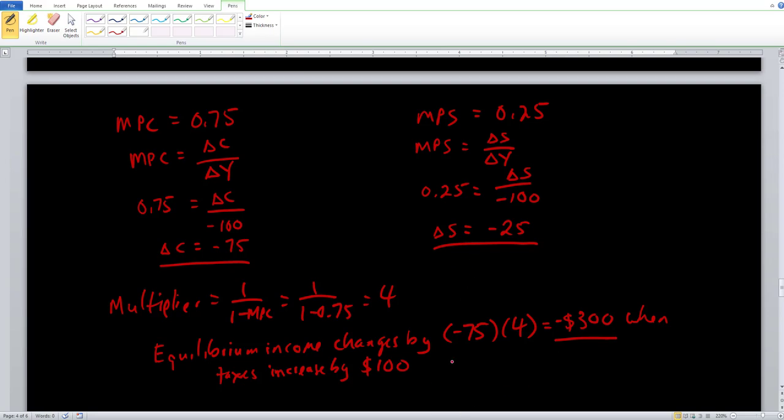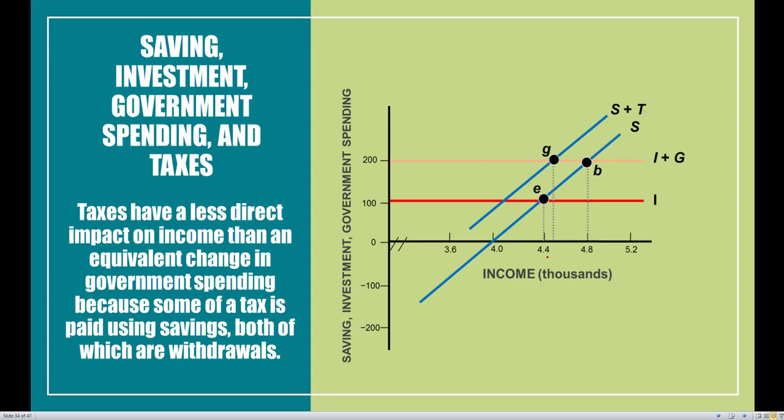So this is essentially showing us the specific mathematics behind this change from equilibrium point B to equilibrium point G right here. So minus $300 to our equilibrium income. Our new resting spot is going to give us an equilibrium income of $4,500. So once again, the main idea from all of this is that the tax multiplier is less than the government spending multiplier, and we can graphically illustrate it here as well as show you the mathematics behind it.